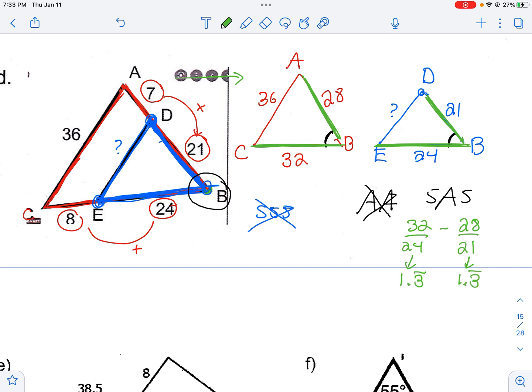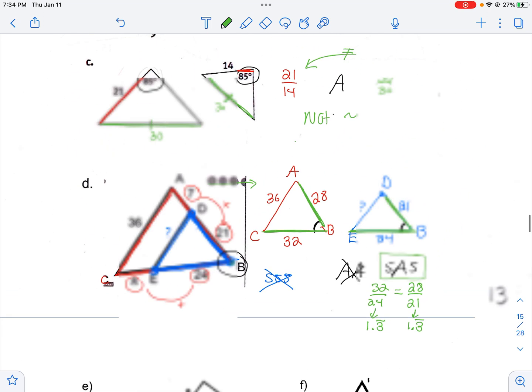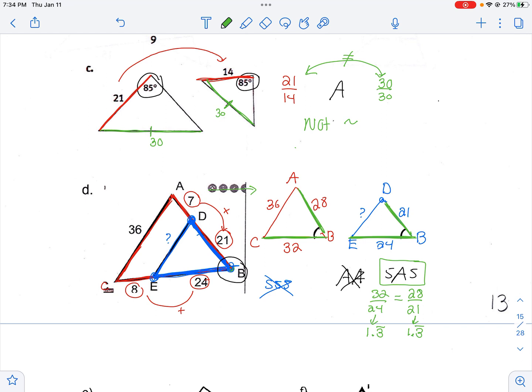So as soon as you see that these two ratios are equal, now I know that the triangles are similar because of side angle side. Okay, so it's a little bit of a process. You have to kind of go through the options. You have to show that ratios are equal if you're using side angle side or side, side, side.